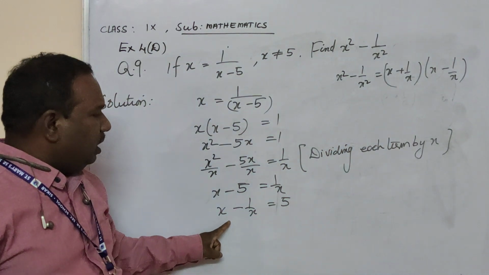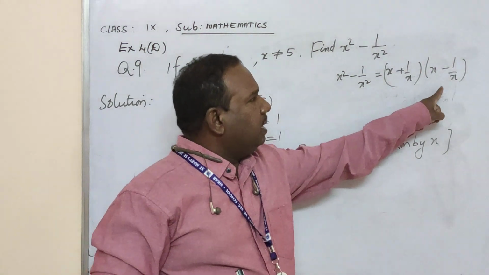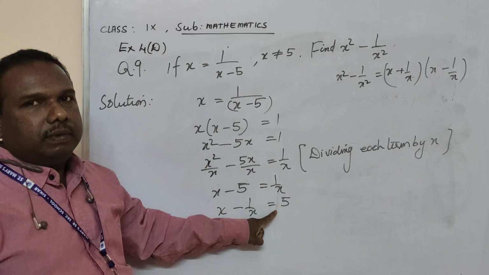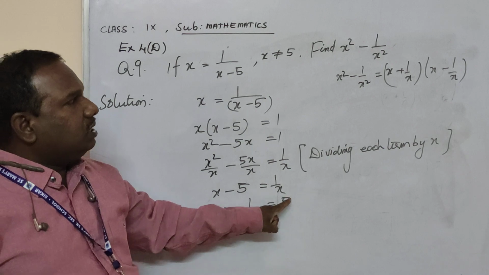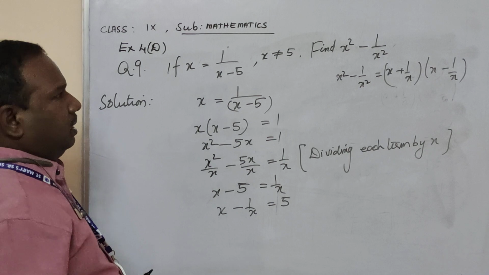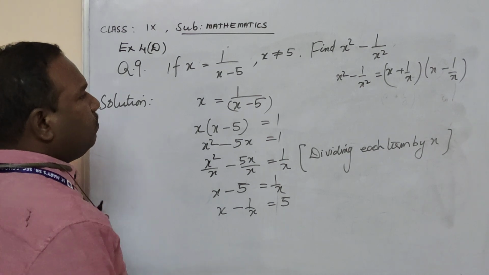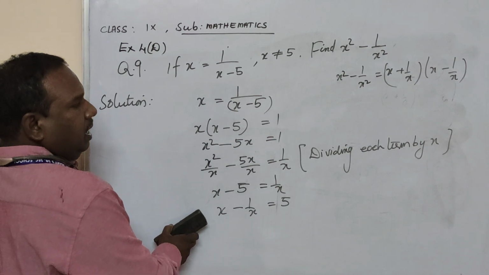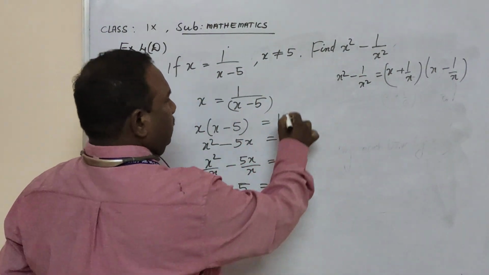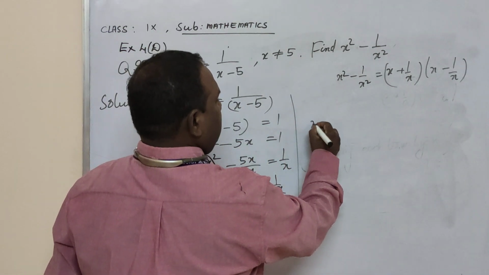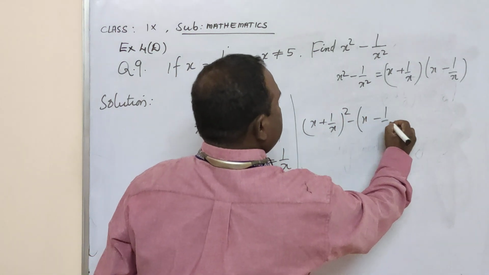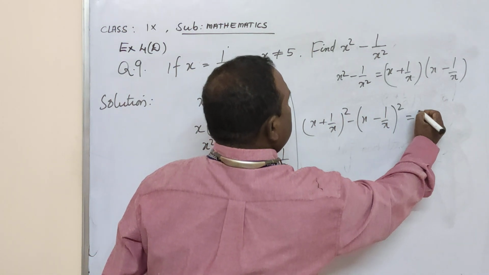Now we got x minus 1 by x. X minus 1 by x, now we got plus 5. Now let's find out x plus 1 by x. For that also we have an identity. We have the identity x plus 1 by x whole square minus x minus 1 by x whole square is equal to 4.